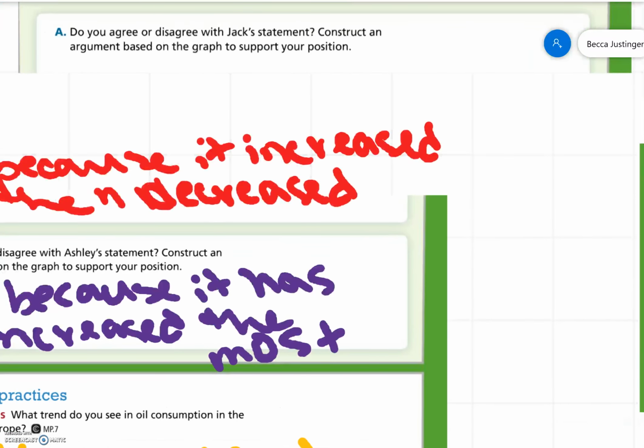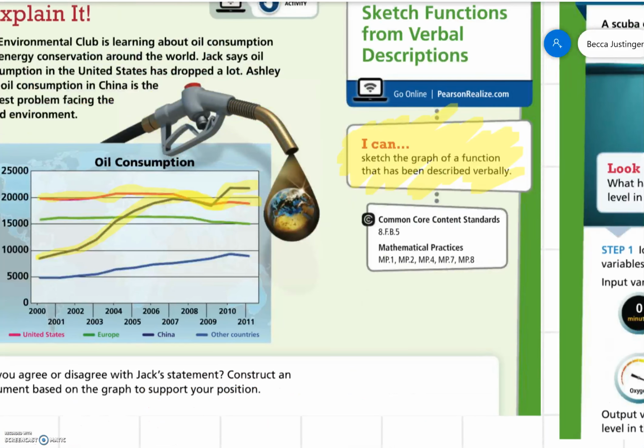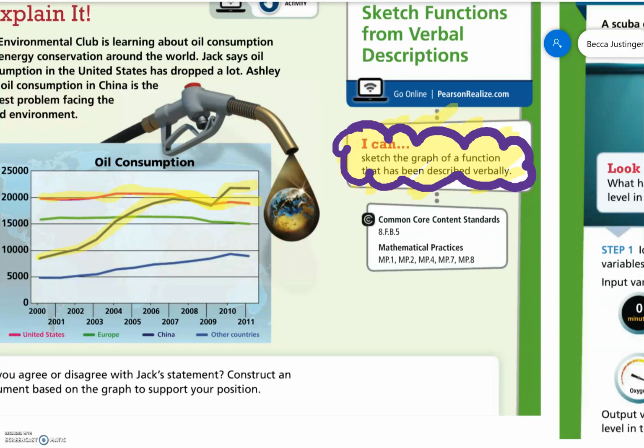All right, 8th grade, let's say it. I can sketch the graph of a function that has been described verbally.